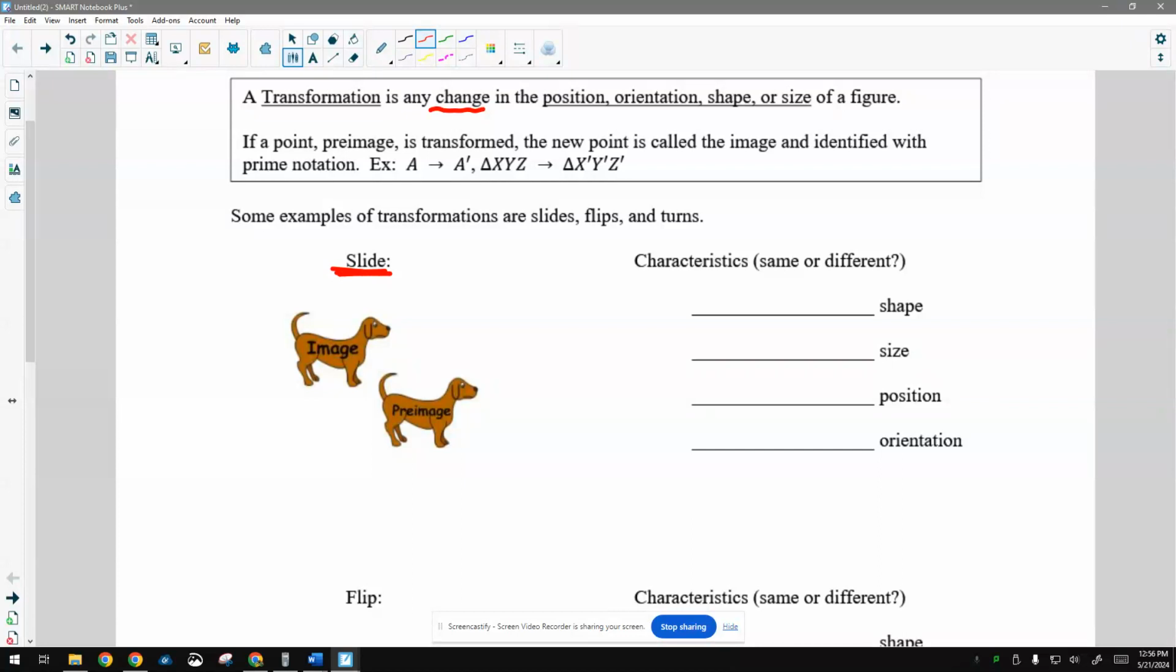Okay. So we're going to take a little doggy. Woof, woof. We're calling Franklin. Hi, Franklin. All right. And this is the pre-image. Pre is before. Okay. So here is Franklin. He's facing to the door. His tail is up. And it looks like he just literally slid up the page. Would you agree? Yes. Size didn't change. His location changed, though. He slid up the page. So his shape stayed the same.